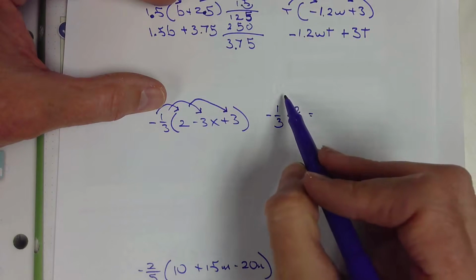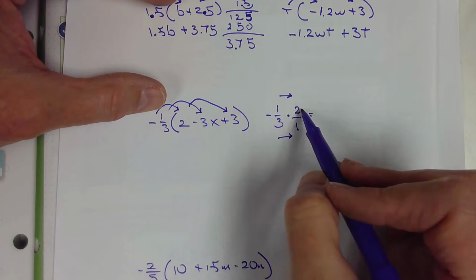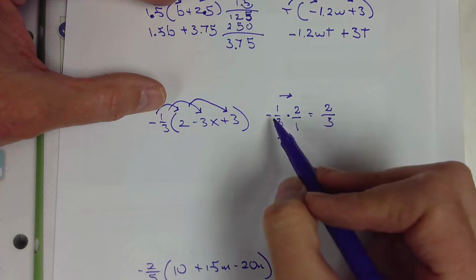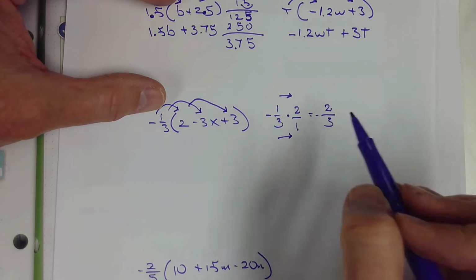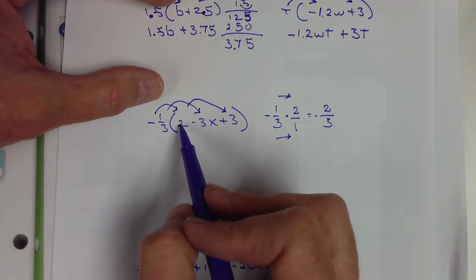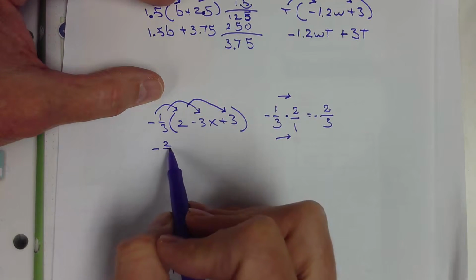And when you multiply fractions, you just go straight across. 1 times 2 is 2. 3 times 1 is 3. And then one of them is a negative, so that means your answer is going to be a negative. So the very first step is a negative 2/3.